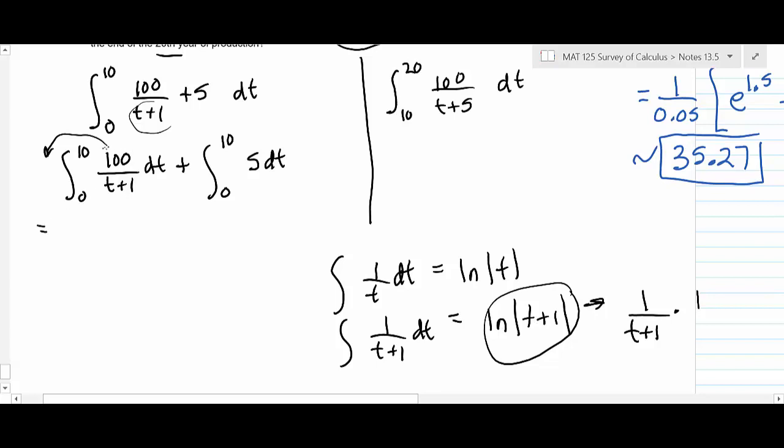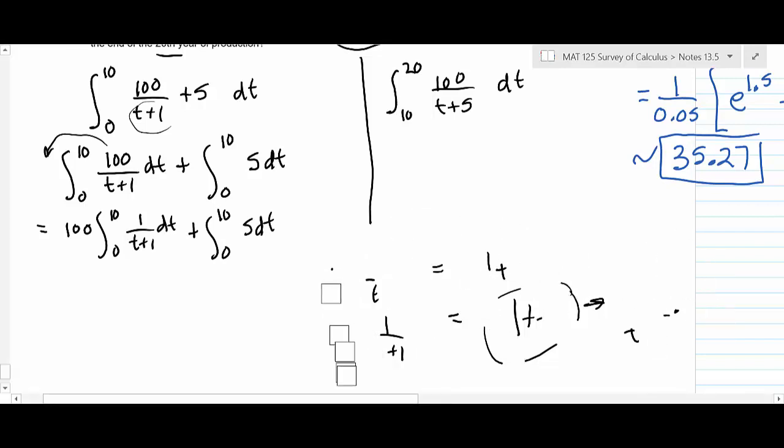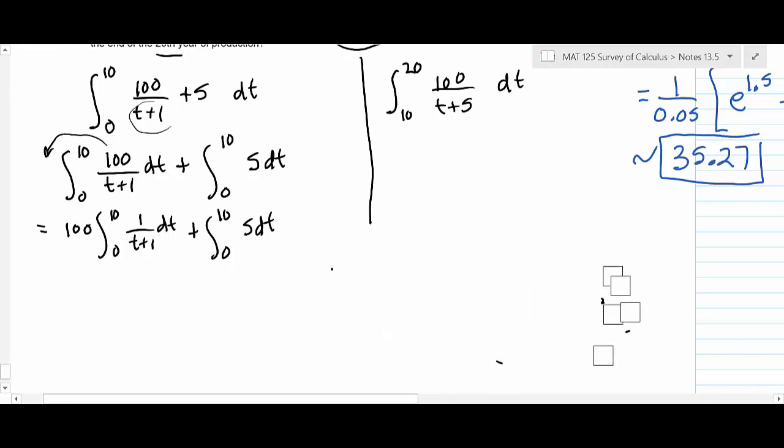So what we're going to do is bring the 100 out. Now we're going to have the integral 0 to 10 of 1 over t plus 1 dt. This way we don't have to do U substitution. Now how do I know that? Well, if your variable is in the denominator, sometimes there's a good chance it's an ln. If you didn't see that, you could do U sub. So let's do this now.